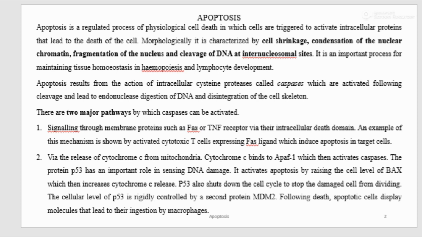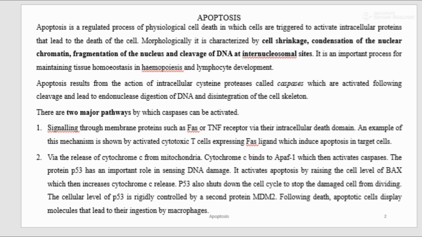It results from the action of many controlling proteins, which are generally proteases containing cysteine, and these are called caspases. Caspases are activated after the cleavage, which leads to endonuclease digestion of DNA and disintegration of the cell skeleton. When there is no DNA and there is no cell skeleton, the cell is aborted and goes out of the cell count of the body.